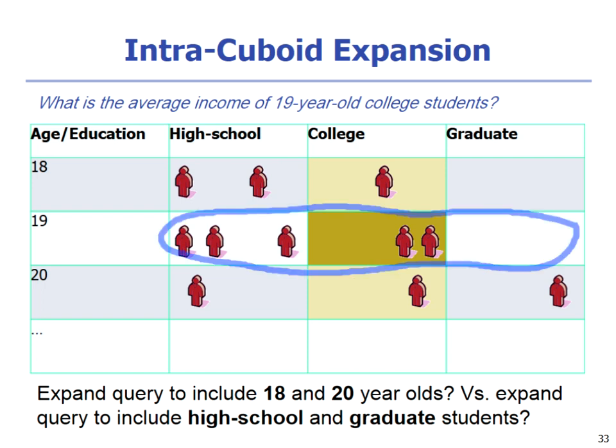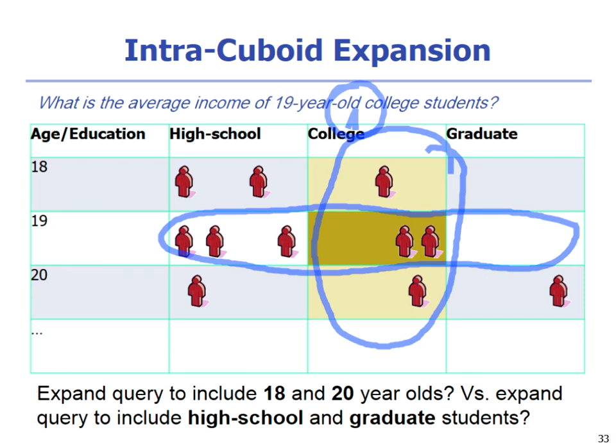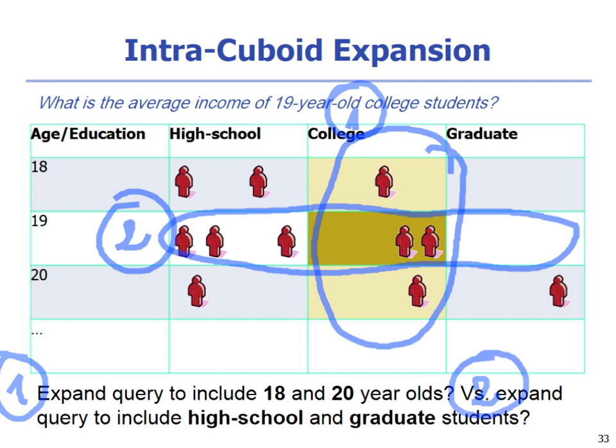The second manner is to increase the number of samples in this way. In the first case we expand the age, and in this manner we expand the education. It is clear for intra-cuboid expansion.